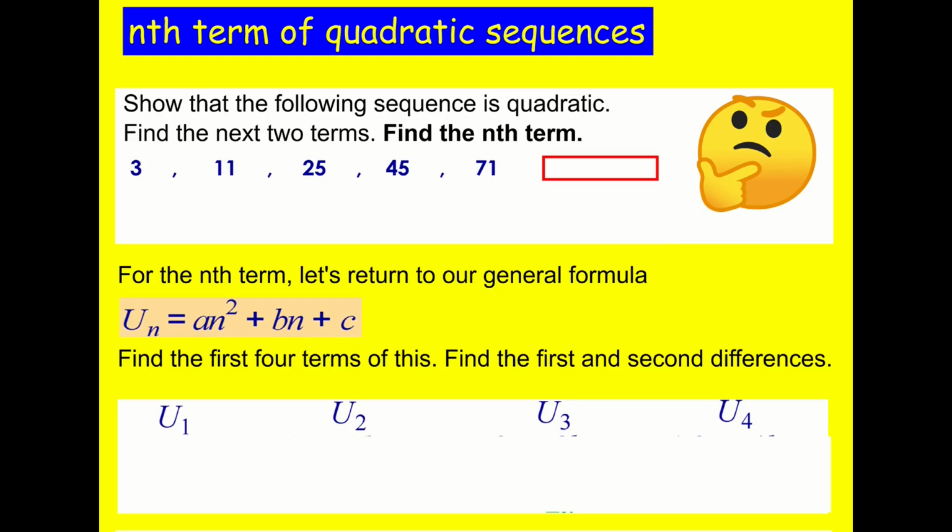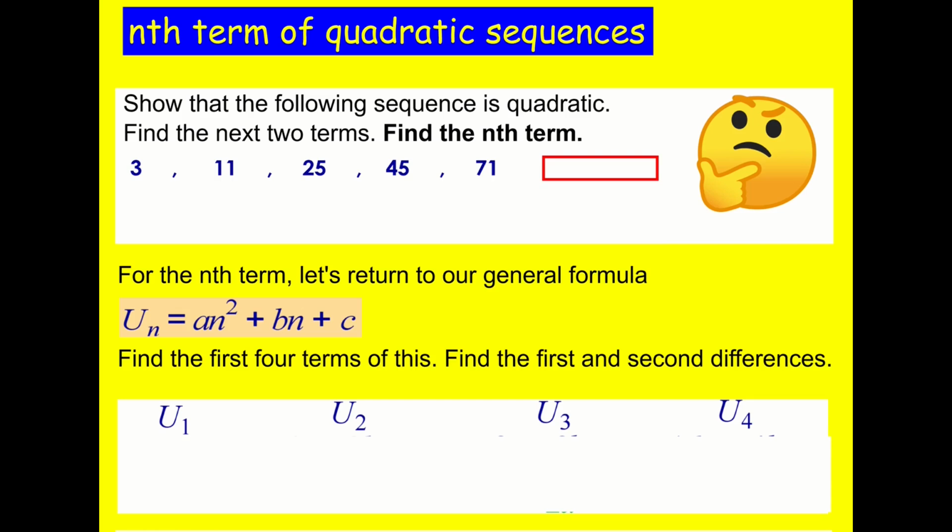Today we're going to work out the nth term of quadratic sequences. To start with, a bit of a recap. Can you show that the following sequence is quadratic? Can you find the next two terms? And the extension is to find the nth term. If you've already figured out how to do that, I'm not expecting that, but it's there because we're going to be looking at that today.